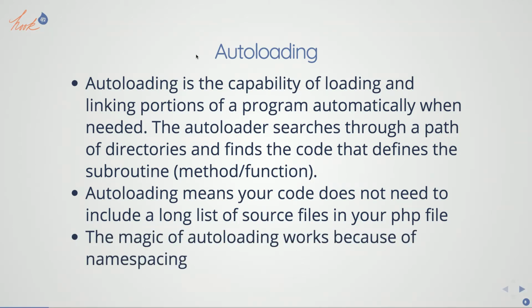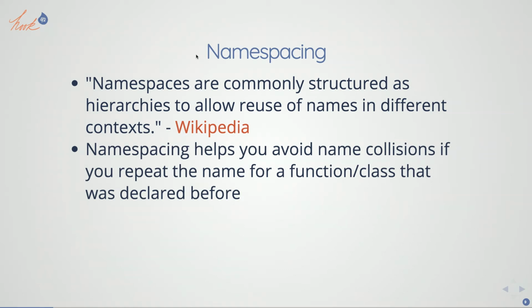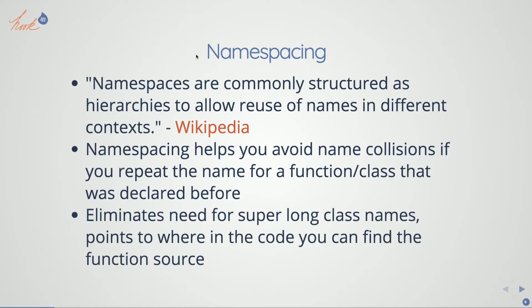And this magic works because you leverage something called namespacing. Namespaces are commonly structured as different hierarchies to allow reuse of names in different contexts. So what it does is it helps you avoid name collisions if you repeat the same name for a function or class that was declared before, and it eliminates the need for very super long, complicated, specific class names, because all you have to do is point to where that code is, and it's like, oh, okay, you meant this function.